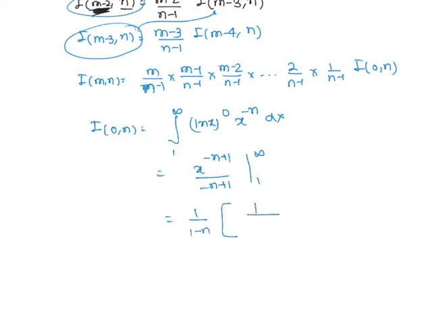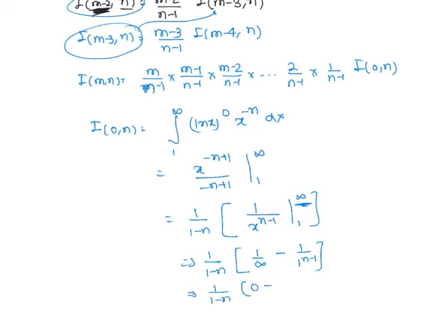Inside the bracket we can write it as x power n minus 1, from 1 to infinity. So if I put infinity, we get 1 by infinity minus 1 by 1 power n minus 1. So this will come to 1 upon 1 minus n, that is 0 minus 1. So this will come to 1 upon n minus 1.